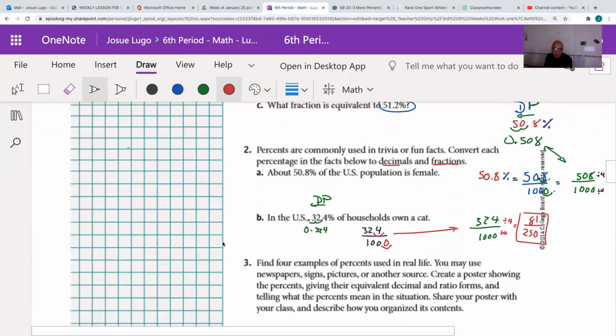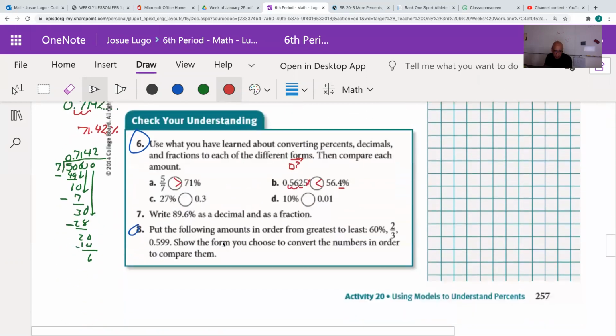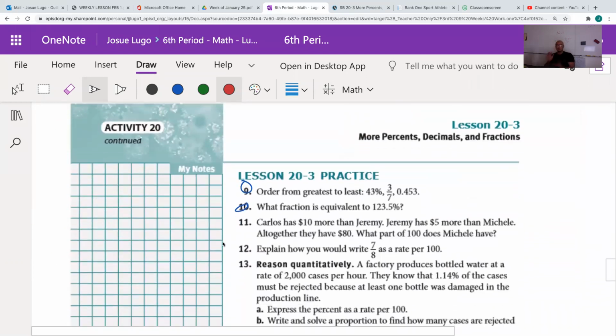And I'm going to stop right there. There are more problems, but I want you to try those on your own. Those are just bonus. Those won't count for a grade. But do try those problems on your own.